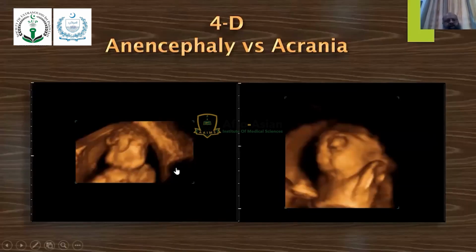This is 4D. The brain matter is absent. Only a bud is there. It is anencephaly, and you can see the brain matter. The brain matter is smaller here. This is the protruding eye, so it is anencephaly. And in acrania, the brain matter is there, and only the skull is absent. So this is acrania.